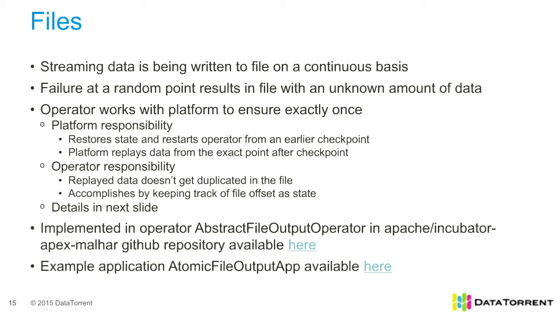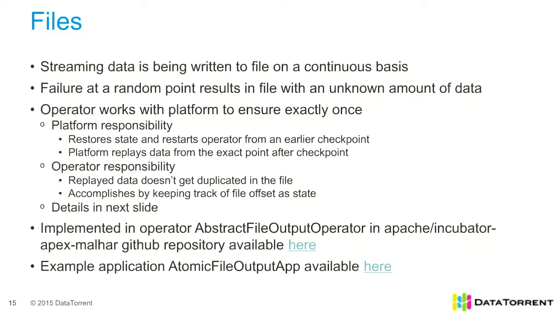So what our file output operator does is basically it works with the platform to ensure exactly once behavior. The responsibility is divided into two. The platform's responsibility is it will restore the state of the operator to a checkpoint and restart it from that checkpoint. And then it will replay the data from that checkpoint, right? And the operator's responsibility is not to duplicate the replayed data in the file. It accomplishes this by keeping track of the offset.